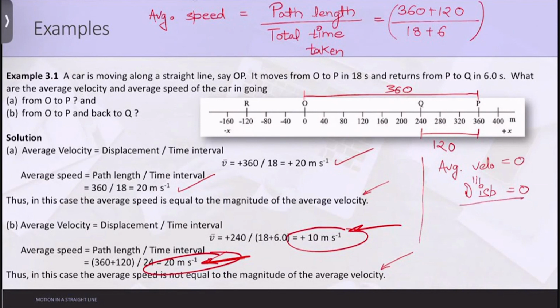Okay, because displacement will be zero because we're going from O to P and P to O. And if you do this same thing for your average speed, what would happen? Average speed will be equal to 360 plus 360 upon 18 plus 18. That will give you 360 into 2 upon 18 into 2. The 2 gets cancelled. 360 upon 18 is 20 meter per second.